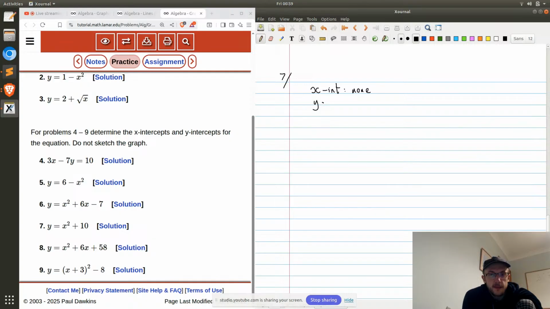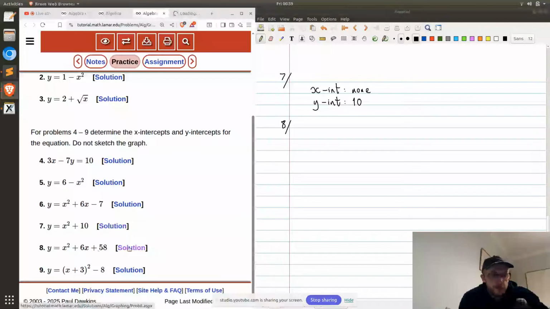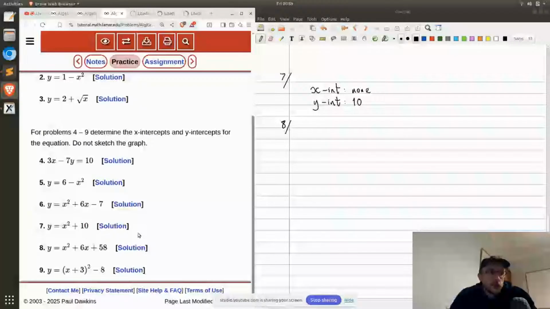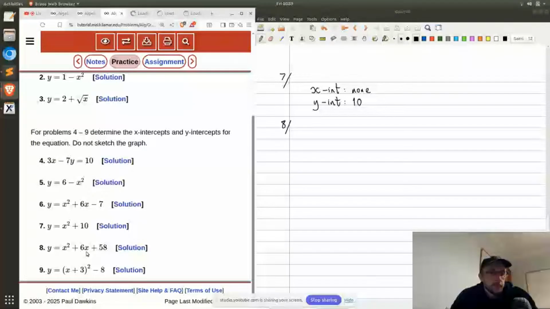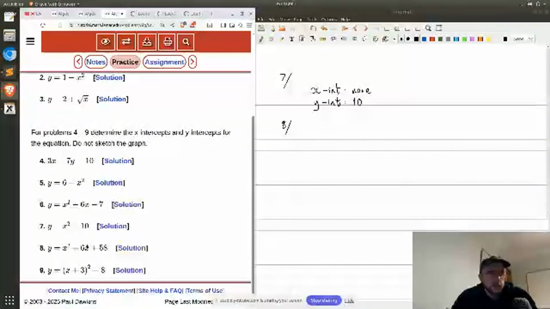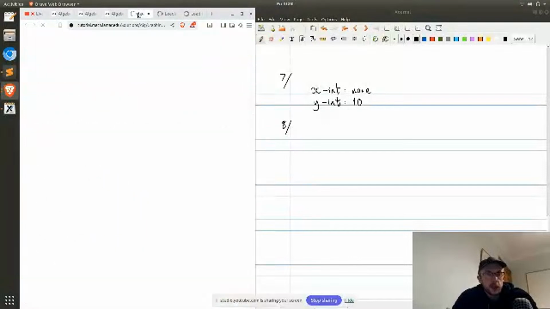As for the y-intercept, sticking in 0 for x, we of course obtain that it's 10. Next up, this one right here, x squared plus 6x plus 58. You should be able to just say there's no pair of numbers which I can combine by addition in any way that are factors of 58. In fact, there's just 2 and 29, so clearly not. So, what's it going to look like then?